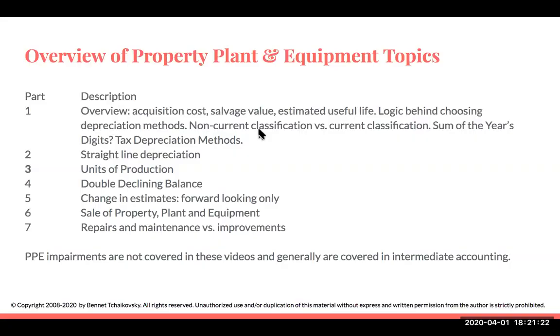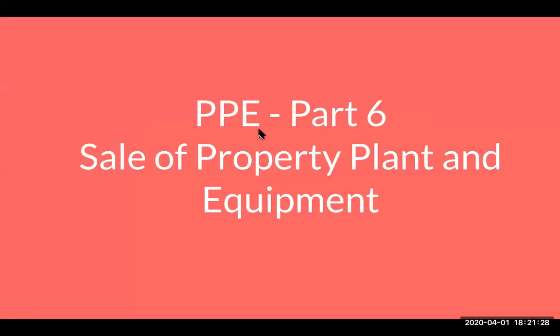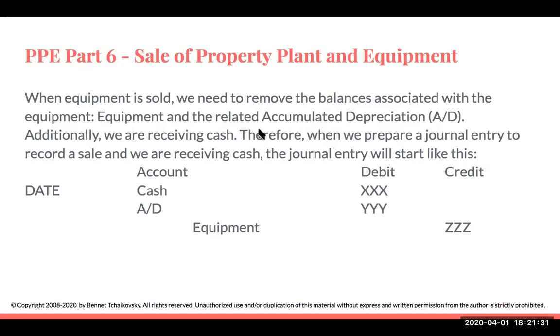So what we're going to be talking about today is the sale of property, plant, and equipment. When we sell equipment, we need to remove the balances associated with that equipment: mainly the equipment, which is generally at our acquisition cost, and the accumulated depreciation on that equipment. At the same time, I'm also going to be receiving cash, so I'm going to be debiting cash.